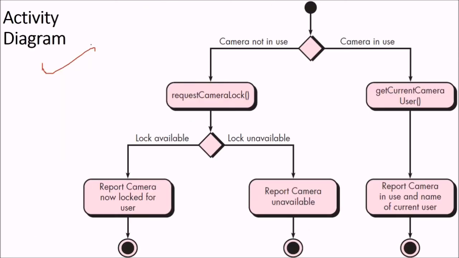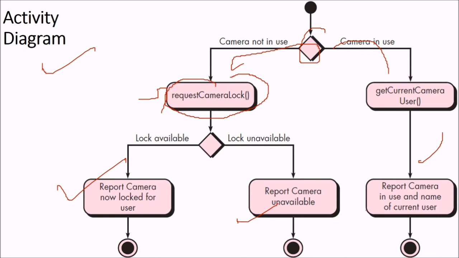This is an example of an activity diagram. This activity diagram is showing the camera, whether it is in use or not in use. Then you have to call the function or name, and check whether the lock is available or not available. You have to report availability or non-availability. Then you can get the current camera. If the camera is in use, you can report camera in use and the name of the current user. This is a simple example of an activity diagram. Please note that this is following the diagram notation of the UML.